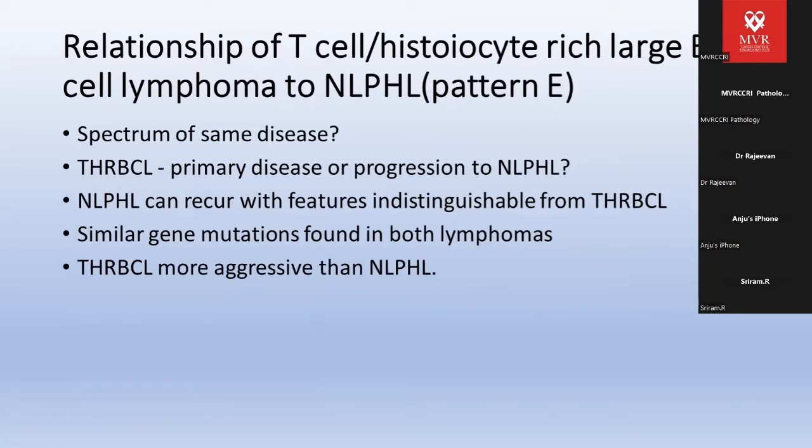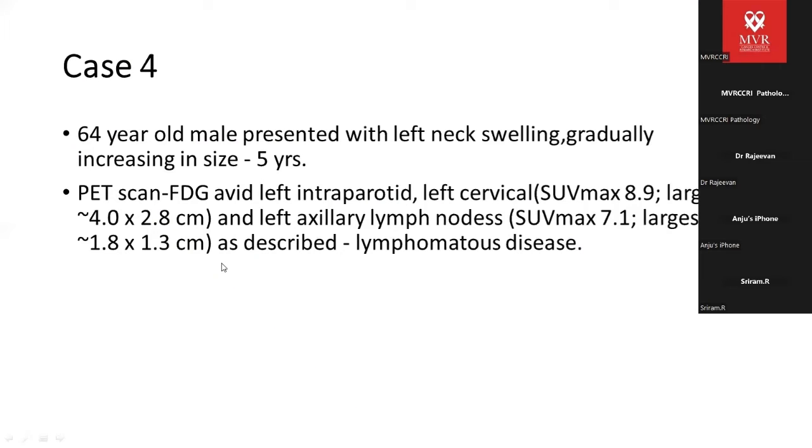Now debates are still going on whether NLPHL and T histiocytic rich B cell lymphoma are a spectrum of the same disease, where NLPHL is at the lower, indolent end of the spectrum and T histiocytic rich B cell lymphoma is at the other end, or whether it is a primary disease, or just that NLPHL was there and it has progressed into T histiocytic rich B cell lymphoma. We have seen so many cases where initially it was NLPHL, and when the disease progressed, it had the morphology of a T histiocytic rich B cell lymphoma. And when we studied gene mutations, both the tumors had similar gene mutations. Okay, yeah. So shall we come on to the case?